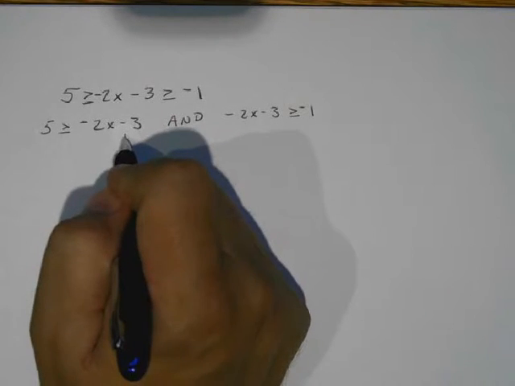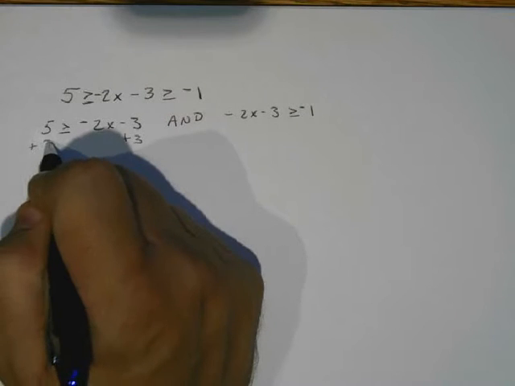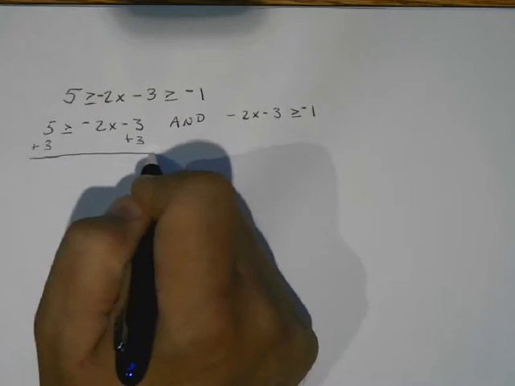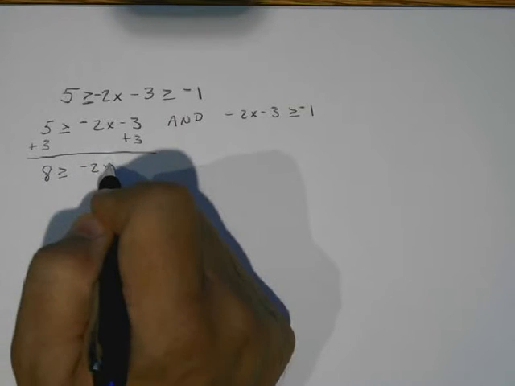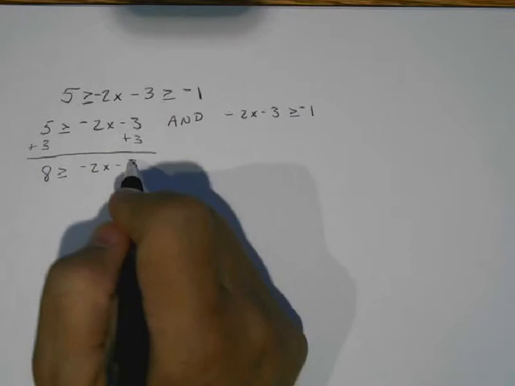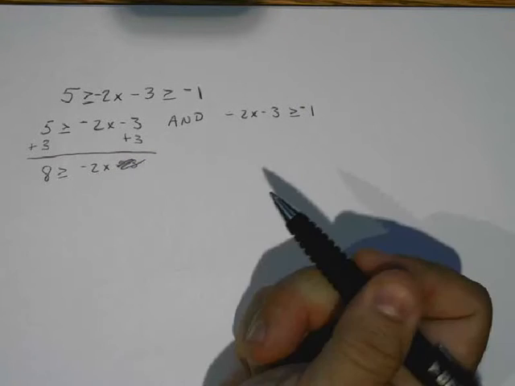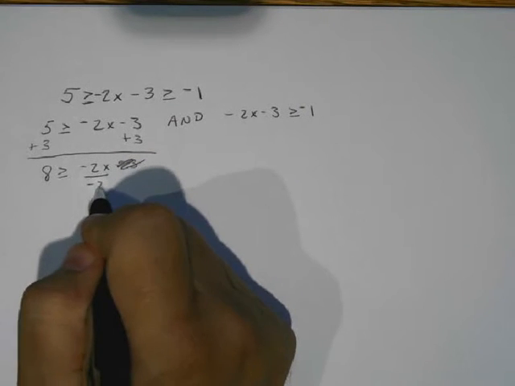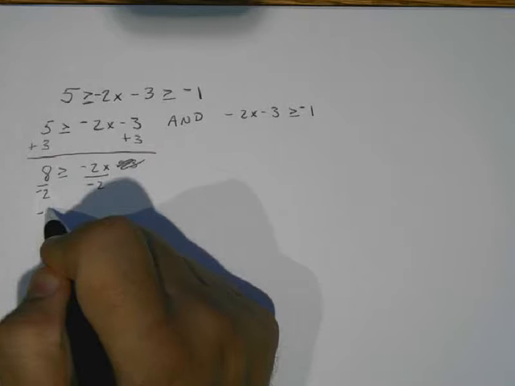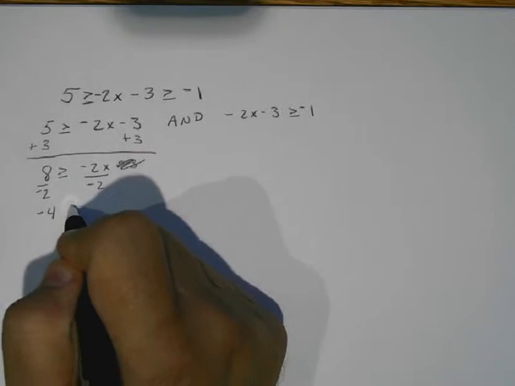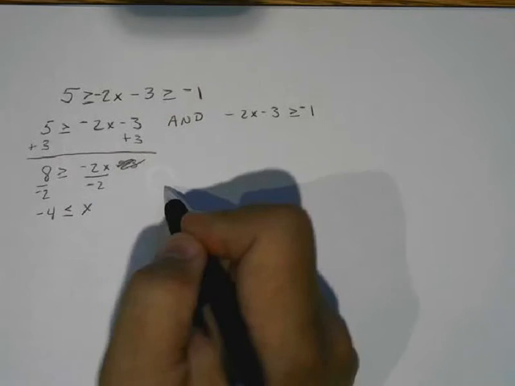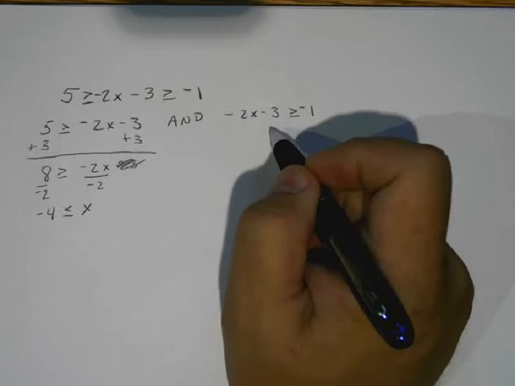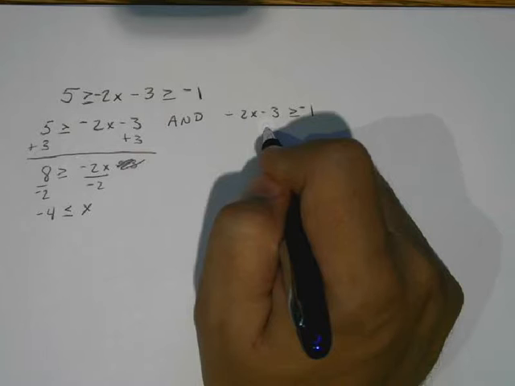You go ahead and solve each one separately. Add 3 to both sides, and you get 8 is greater than or equal to negative 2x, the 3 goes away. Then go ahead and divide by negative 2. So negative 4, we just divided by a negative 2, so that's going to flip our inequality, is less than x. Then we can come over here and work our second problem.